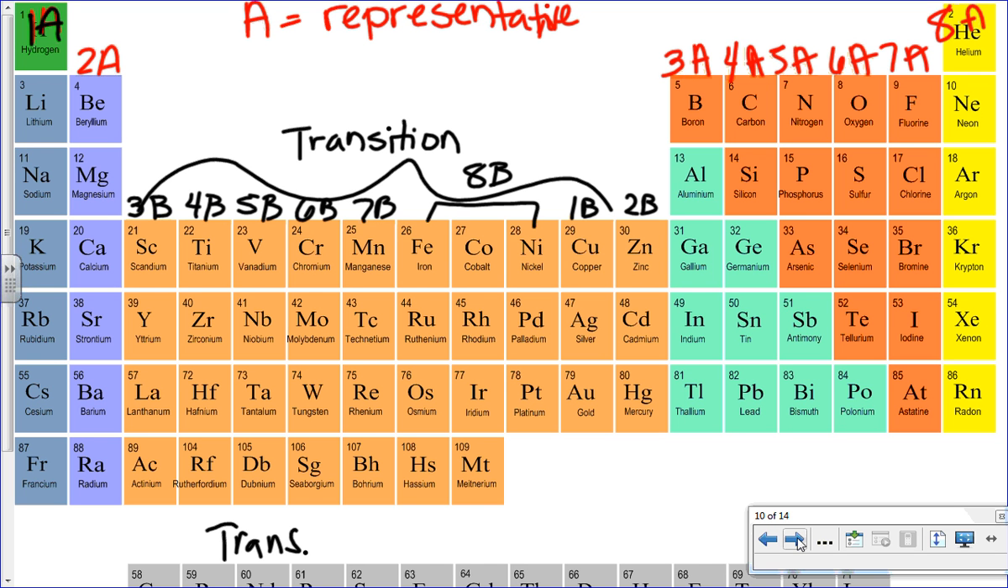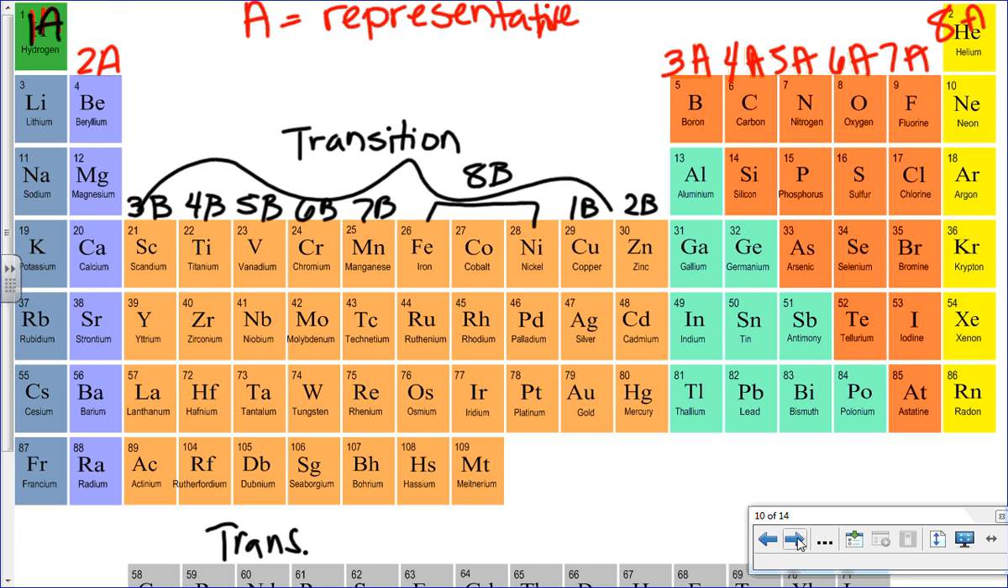So on page 5, I think it was, or maybe it was 4, there were questions that asked, are these elements representative or transition? That's what it's asking you to distinguish. So if they fall into this category, or if they're down here in the actinides and lanthanides, then they're a transition element. If they're not here, then they must be a representative element. Okay, so that's what that part was asking.